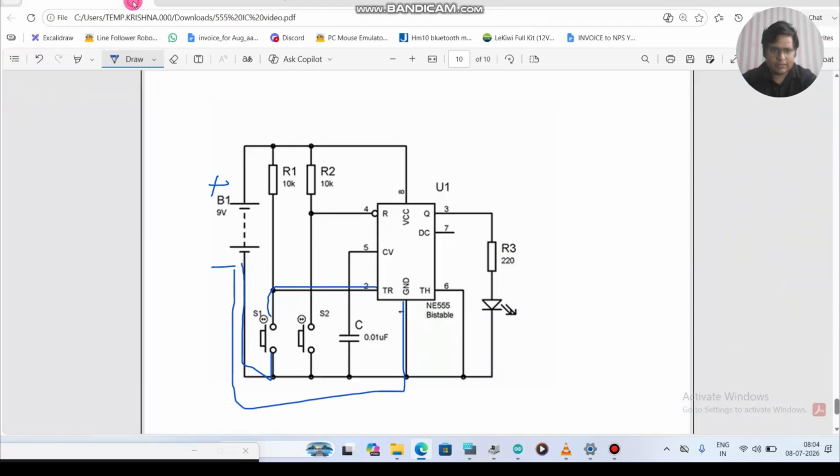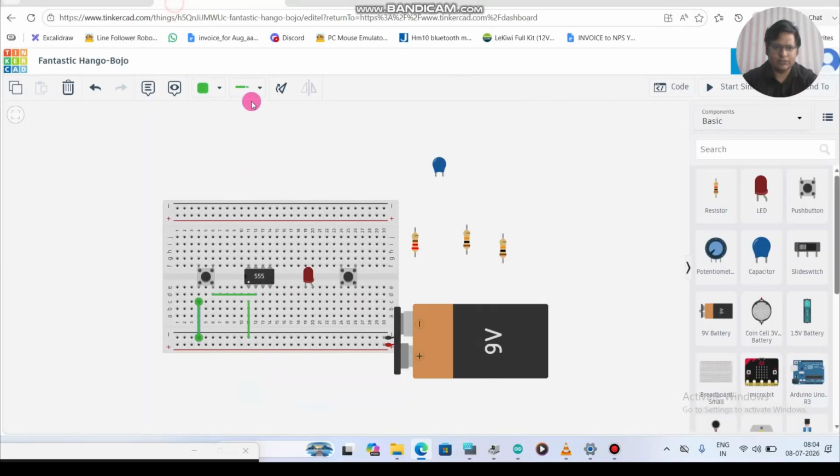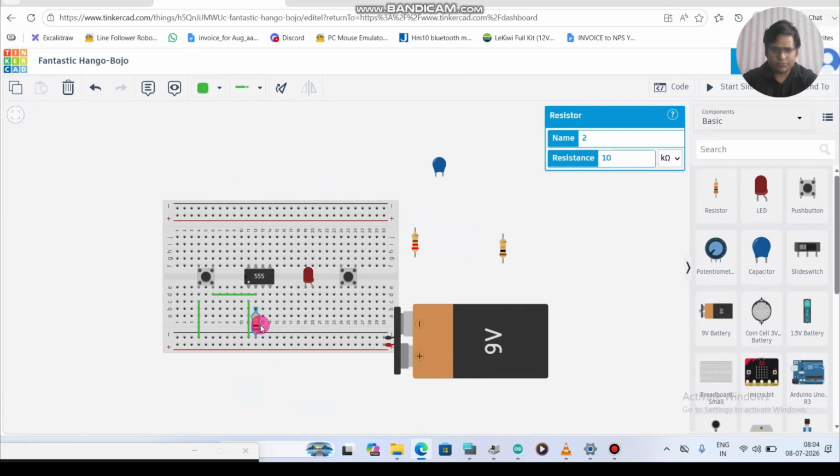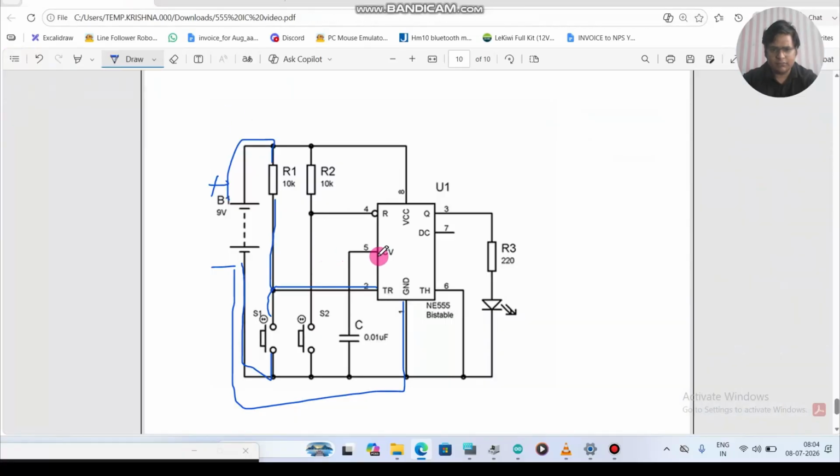Next, coming back to this, one more thing is connected to pin number 2, a 10 kilo ohm resistor. The 10 kilo ohm is going to positive. Okay, so let's do that. I'll take one 10 kilo ohm, and it's connected from 2 to positive. So I have connected it here. Done.